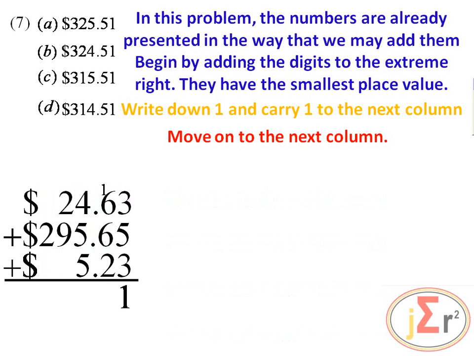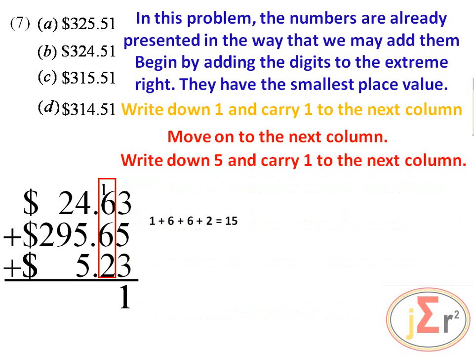I'm going to try to catch Jerry with this one. When you add those, what do you get? 15. Right, he's right on the ball again. So when we add those, 1 plus 6 plus 6 plus 2, the result is 15. Right, so we have 6 2's 12, and on the extreme we have 3. So 12 plus 3, that's 15, if you want to take a look at it that way. So write down 5 and carry 1 to the next column.